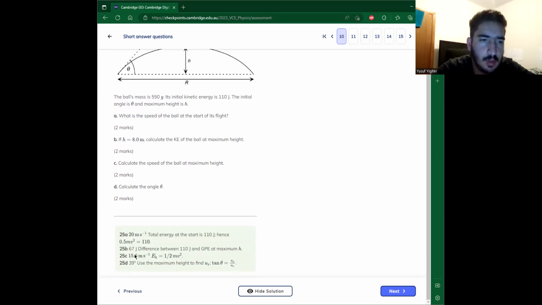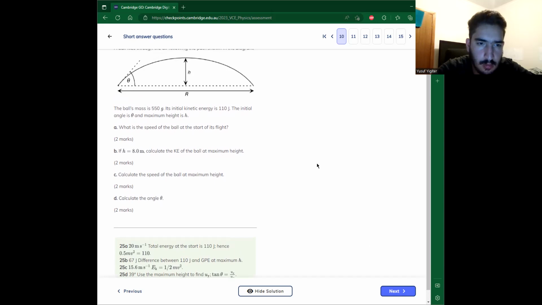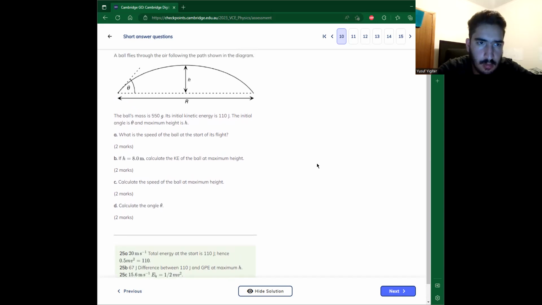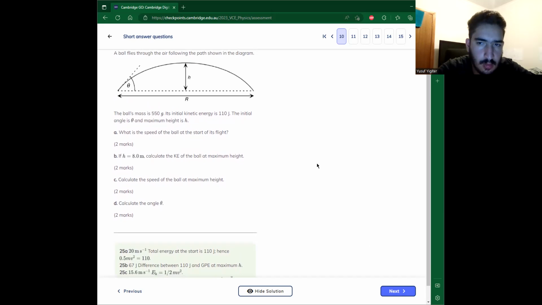Doesn't make any sense. 67 joules? No, it's not 60. It's not 67. It's the difference between 110 joules and GP at maximum. Yeah, that's what I did. 110 joules minus GP, minus gravitational potential energy. I don't get it.